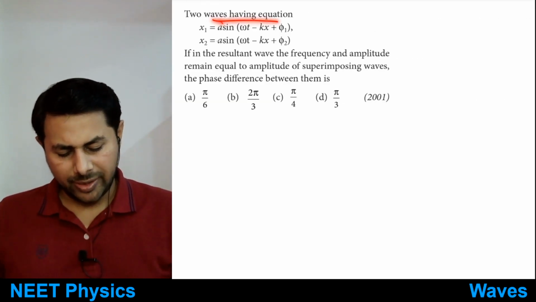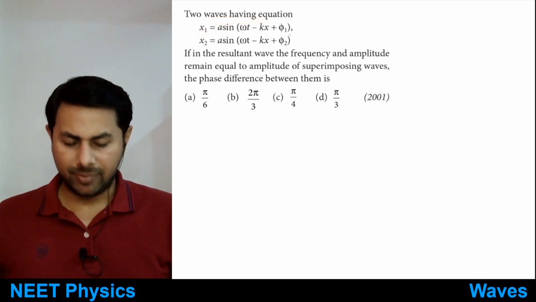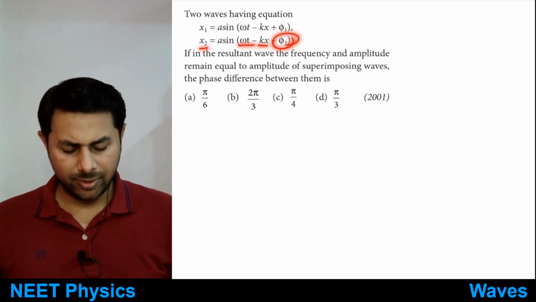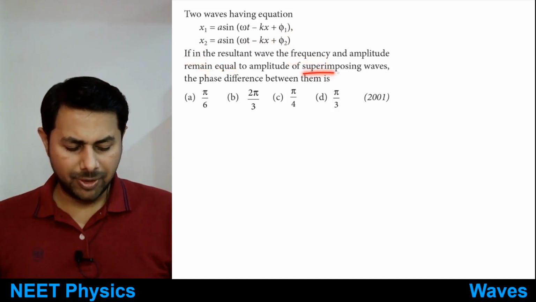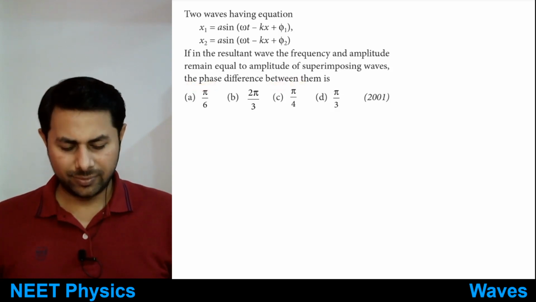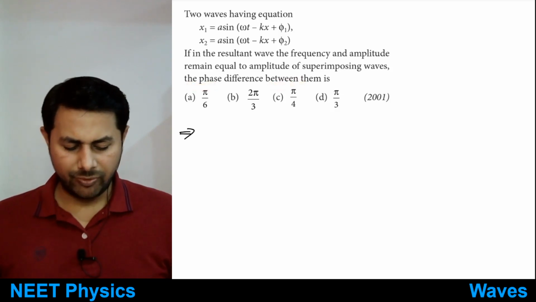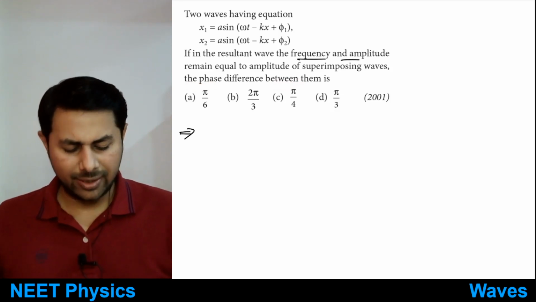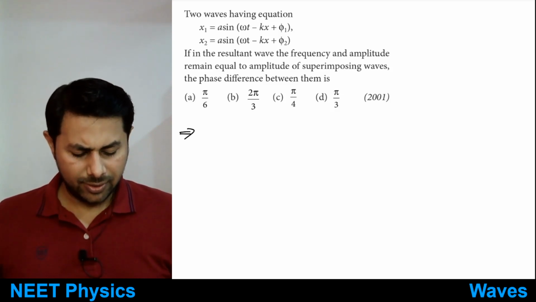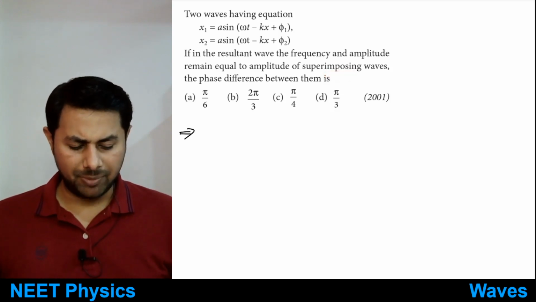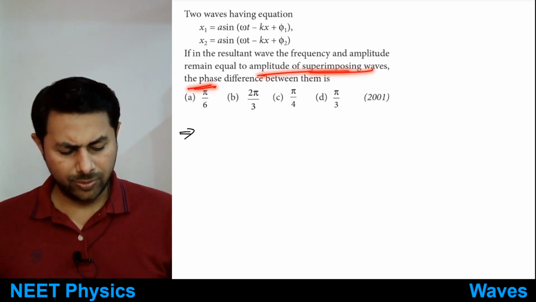Two waves having equation x1 is equal to a sine of omega t minus kx plus phi 1 and x2 is a sine of omega t minus kx plus phi 2. In the resultant wave, the frequency and amplitude remain equal to the amplitude of superimposing waves. The phase difference between them is, okay, tell me what can we do? So what they say is in the resultant wave the frequency and amplitude remain equal to the amplitude of superimposing waves.